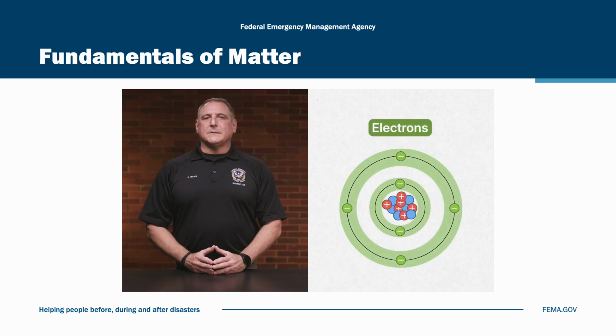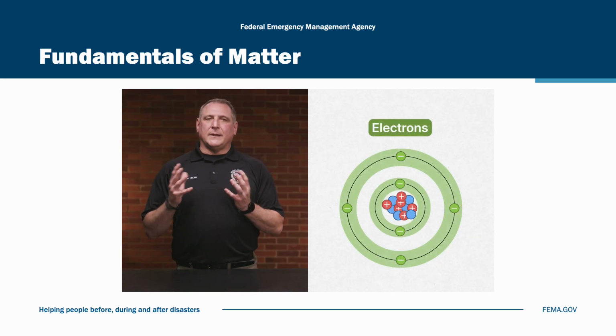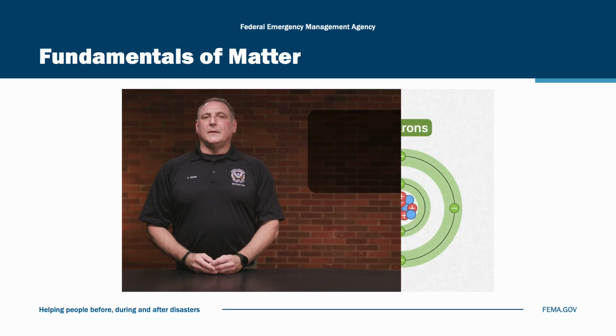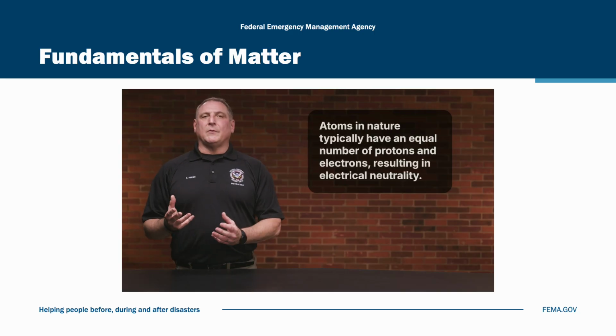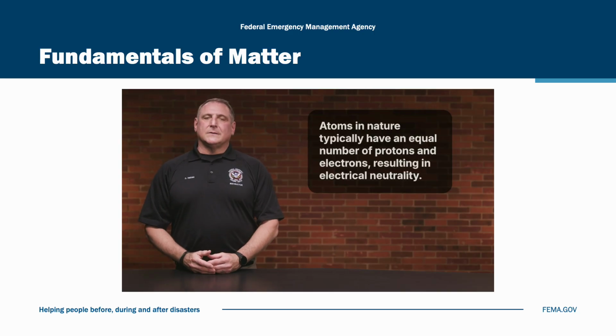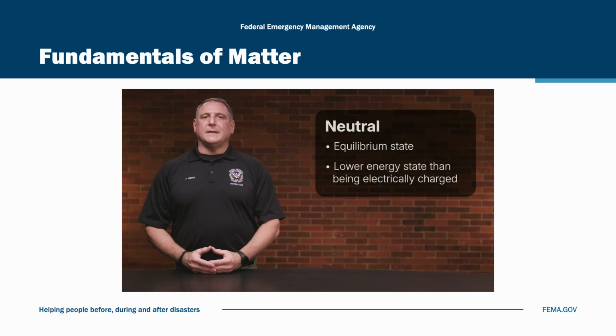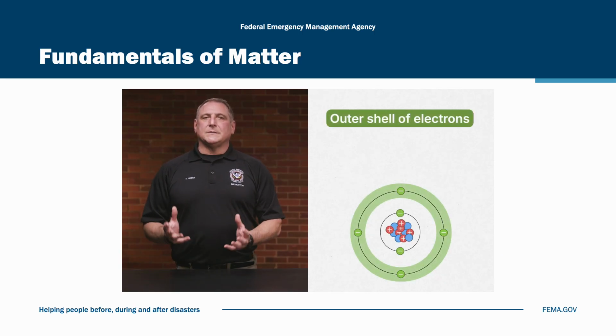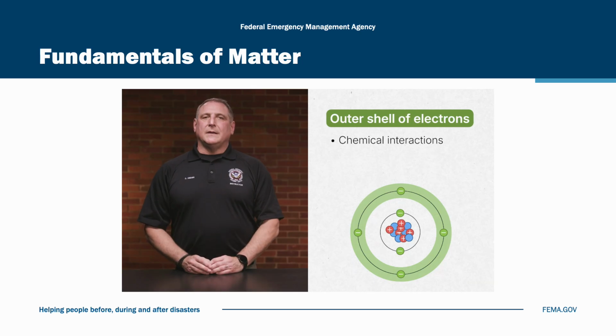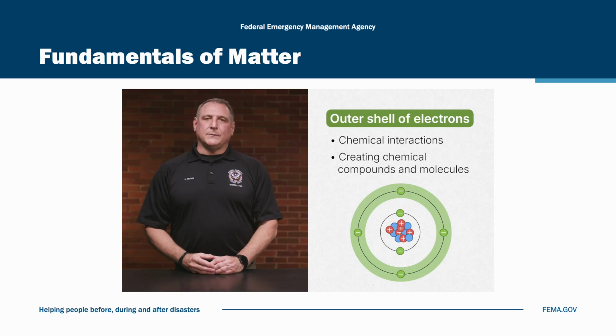Surrounding the atomic nucleus is a cloud of electrons in orbit, somewhat like planets going around the sun. In nature, atoms usually come with the same number of protons and electrons, so they're electrically balanced, or neutral. Being neutral is an equilibrium state and also a lower energy state than being electrically charged. And we know nature likes to be in equilibrium. The outer shell of electrons is responsible for chemical interactions and for creating chemical compounds and molecules.